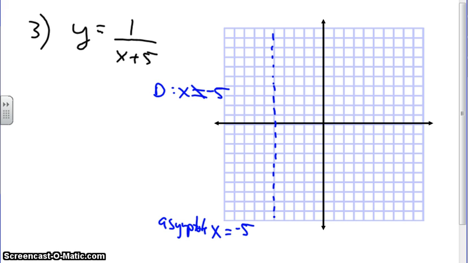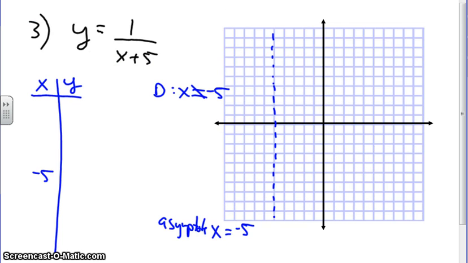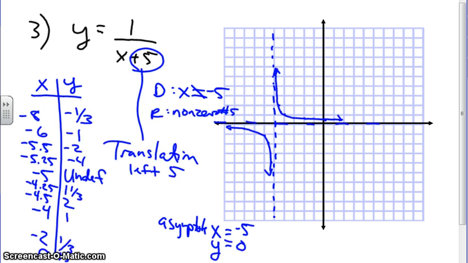Okay, and then go ahead and pause and come back and look. Looking back here, this range should say Y may not equal negative 1. And then the asymptote is Y equals negative 1. Those are two different things. Okay, so we found the domain has shifted. So the translation is left 5, which is related to that value in the denominator, right? And we have the asymptotes. Make sure you have those, okay?